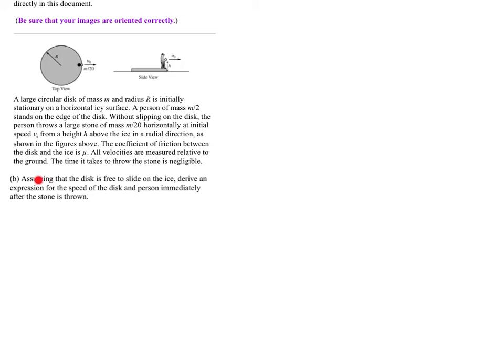Part B. Assuming that the disk is free to slide on the ice, derive an expression for the speed of the disk and person immediately after the stone is thrown. So, a couple things. Why this particular thing? Because we don't want any forces during the throw. If there were friction, in principle, we might have to include the fact that the friction could deliver an impulse and therefore change the momentum state. But because the disk is free to slide, the momentum state is not going to be changed, at least if we take as our momentum cases.